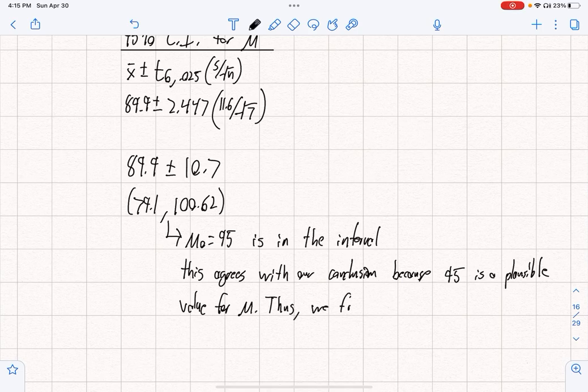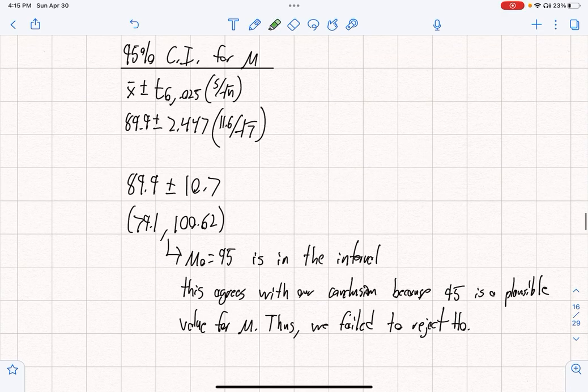Thus, we fail to reject the null hypothesis. So, we tested whether mu was different from 95. Well, we were 95% confident that the true average is between 79 and 100, and 95 is in that interval. So it makes sense that we failed to reject mu equal to 95.